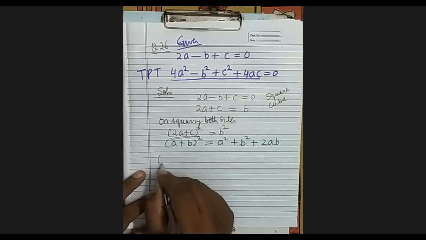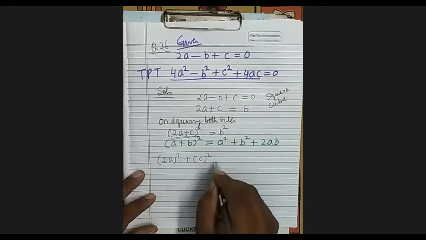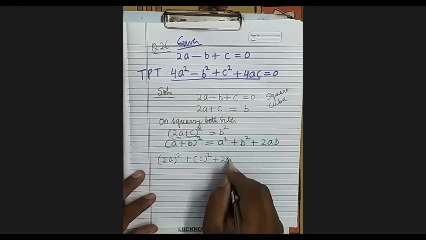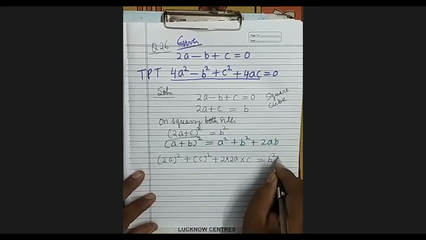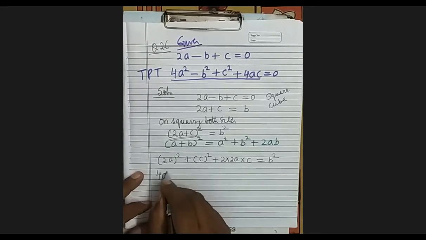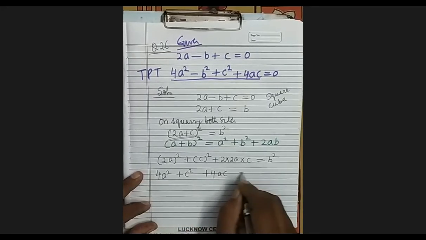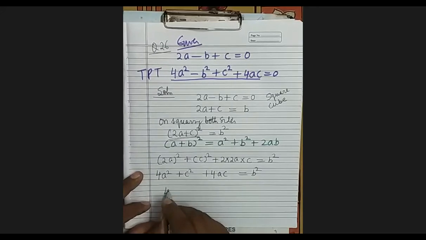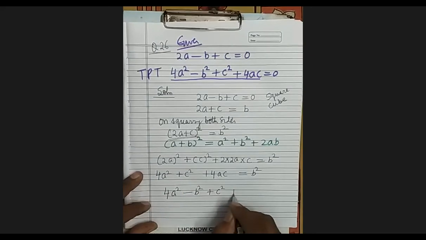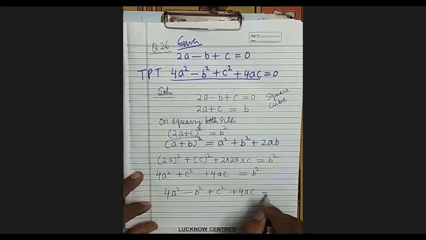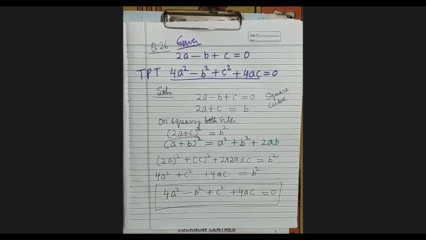So see here, (2a) whole square plus c whole square plus 2 into 2a into c equals b square. I'm simplifying it. 4a square plus c square plus 4ac equals b square. Means 4a square minus b square plus c square plus 4ac equals 0. You have to prove this. Is it clear?